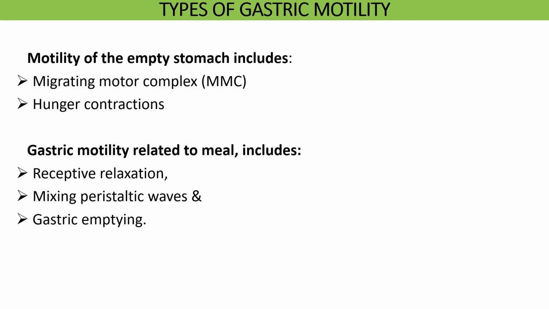Now that you know the mechanism of generation of basal electrical rhythm, let us see the various types of movements that occur in stomach both when it is filled with meal and when it is empty. Movements present in the stomach when it is empty are migrating motor complex and hunger contractions, and movements seen in the stomach when it is full with food are receptive relaxation, mixing peristaltic waves and gastric emptying.